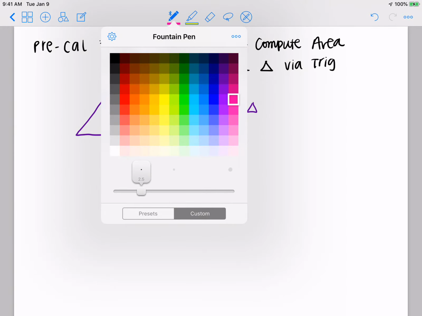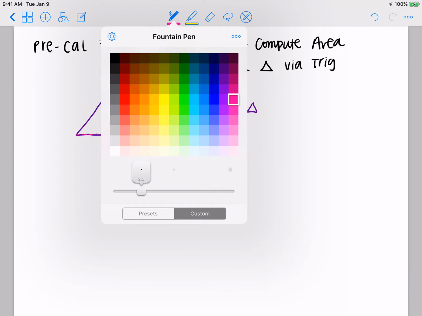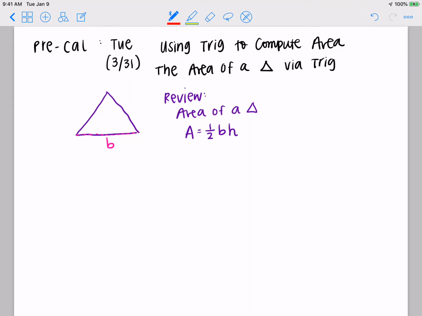Okay, so base-wise, it can be any of the lengths, but it's just easier if we use the bottom one. So this length right here, we can call that the base. And then anything that goes straight perpendicular to the base, which means forms a right angle, we can call that the height. Okay, so pretty straightforward.